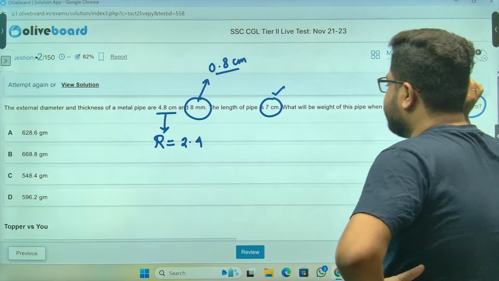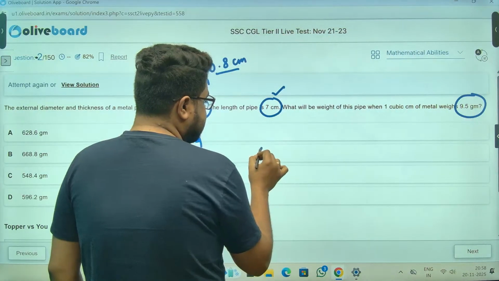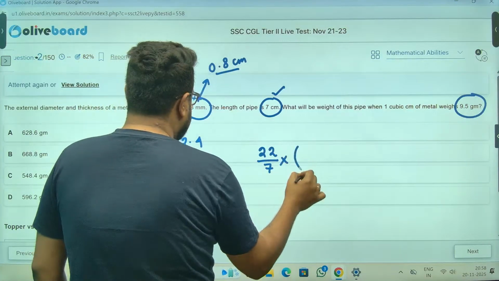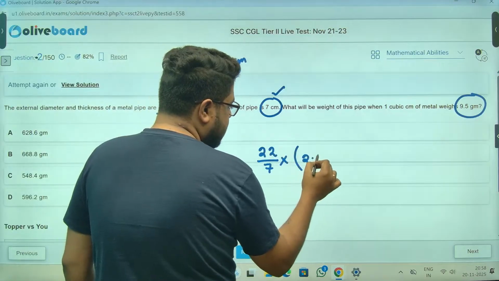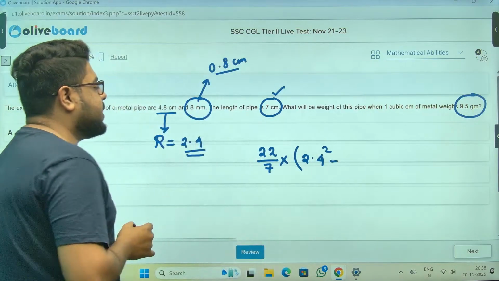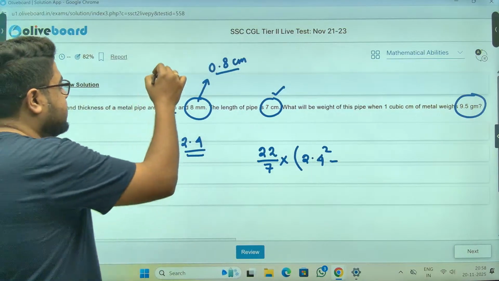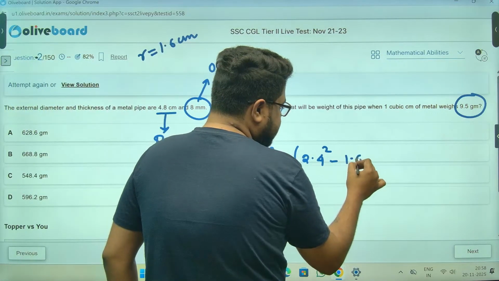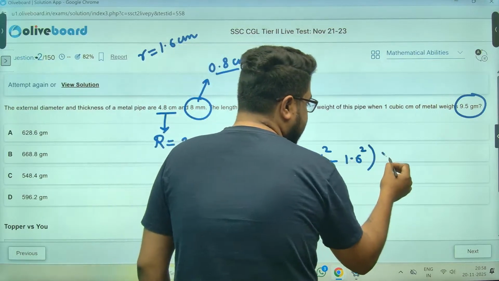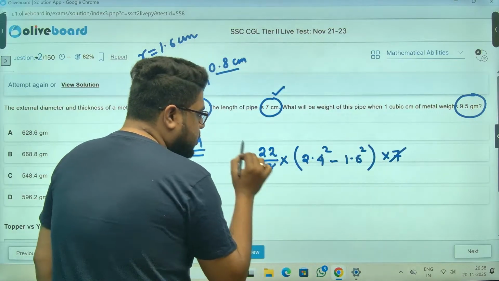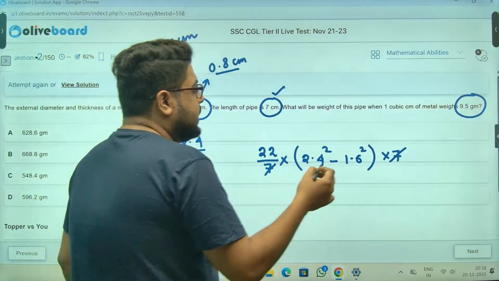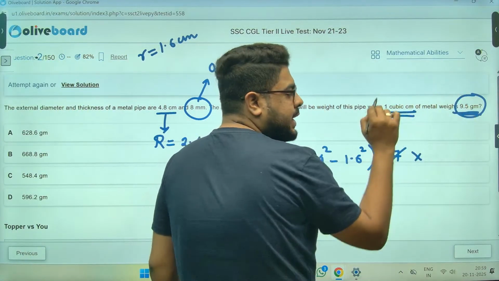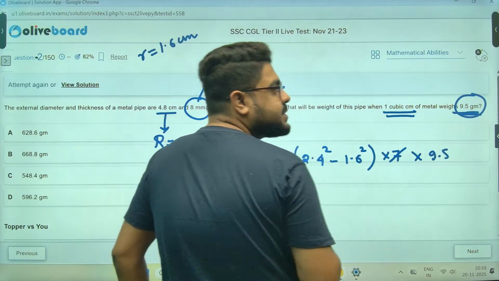You can check the formula. Let me write it: 22/7 into R square minus r square, into h. Capital R square is 2.4 square. Small r will be 2.4 minus 0.8, meaning 1.6 centimeters, so it is 1.6 square. H is 7, so 7 cancels. And into the weight, per cc is 9.5 grams. So the weight will be this.